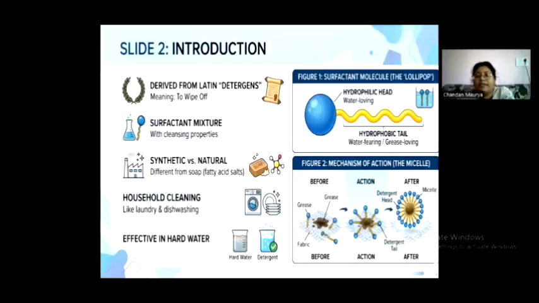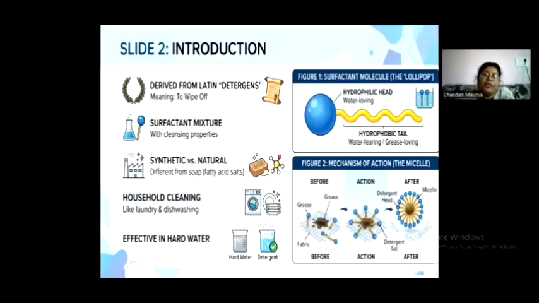The word detergent is derived from the Latin adjective detergens, from the verb detergere, meaning to wipe or polish off. Detergent is a surfactant or a mixture of surfactants with cleansing properties when in dilute solutions.